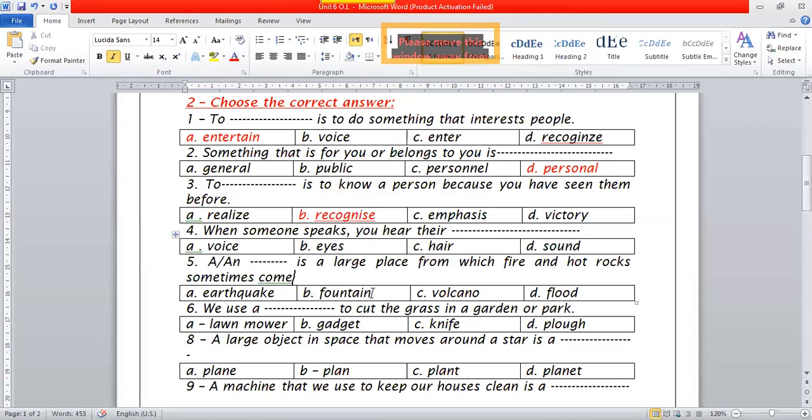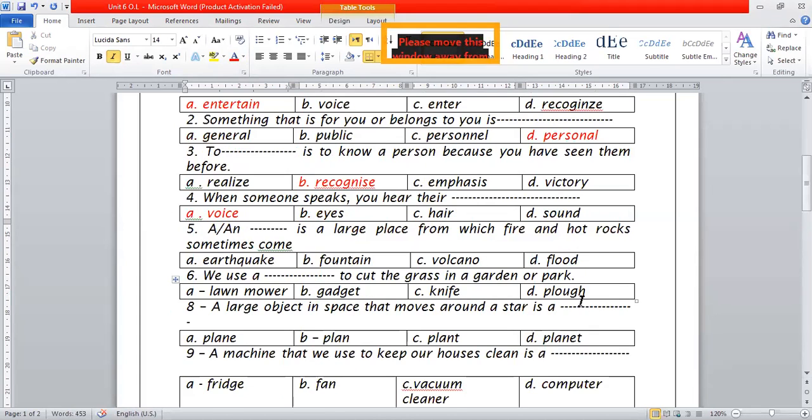Yes. Number 4. Ali. When someone speaks, you hear their voice. Very good. It's called voice because we can use voice for people, but sound for things.